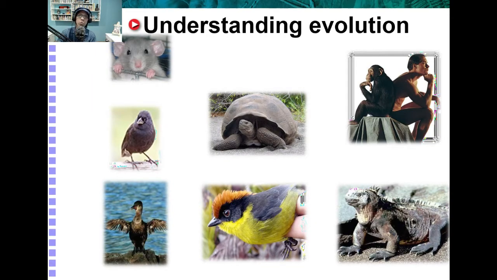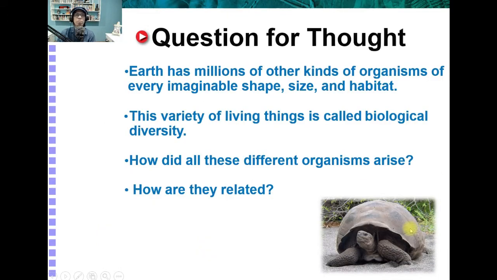Understanding evolution. So, if you look at the illustration here, you'll see different organisms. Question for thought. When you look at the history of Earth's development, it is accompanied by the appearance of different organisms of imaginable shape, size, and habitat. Now, these differences or variety of living organisms on Earth is what we call biological diversity. So, the question is, how did all these different organisms arise?